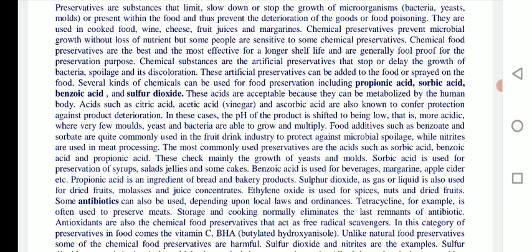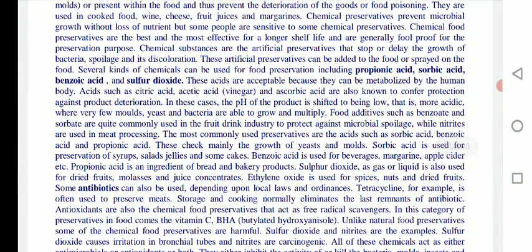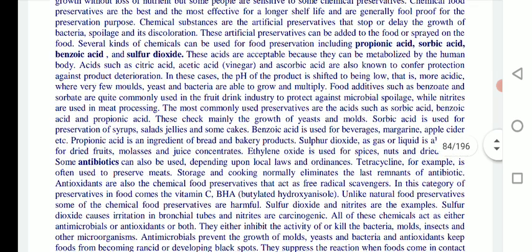As far as chemical preservatives are concerned, chemical substances are the artificial preservatives that stop or delay growth of bacteria and spoilage and deterioration. These artificial preservatives can be added to food or spread on food, and several kinds of chemicals can be used for food preservation, including propionic acid, sorbic acid, benzoic acid, and sulfur dioxide.